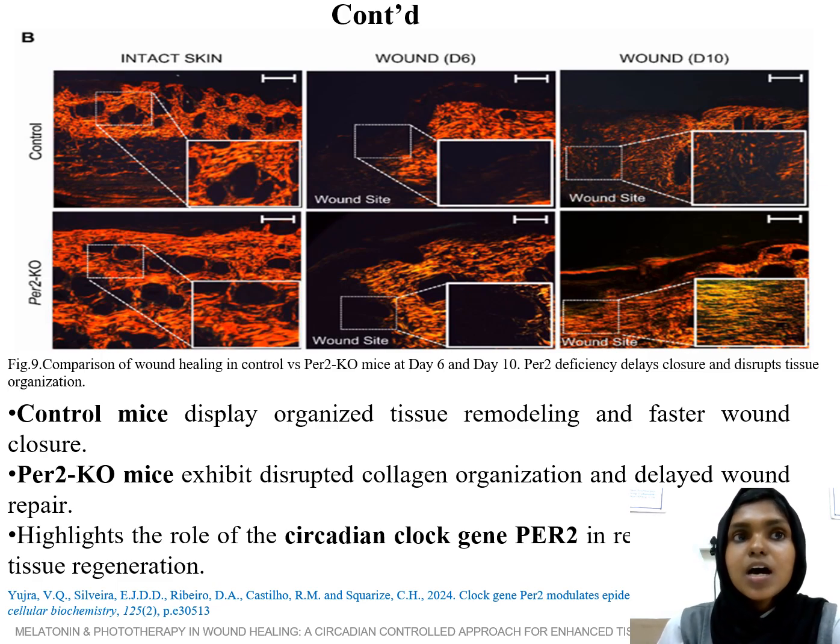reappear in the wound, early deposition and alignment. In PER2 KO, there is delayed ECM deposition. Then we can see on day 10, scar tissue forms well aligned collagen fibers. Then in PER2 KO, collagen deposit is disorganized. Control mice display organized tissue remodeling and faster wound closure. PER2 KO mice exhibit disrupted collagen organization and delayed wound repair. This highlights the role of the circadian clock and gene PER2 in the remodeling of tissue regeneration.